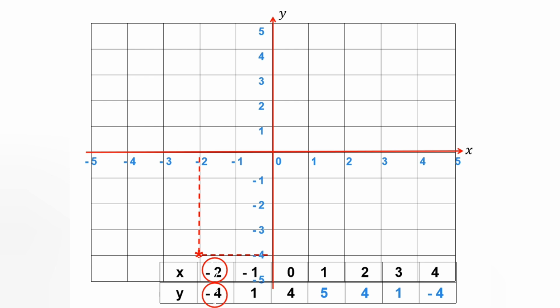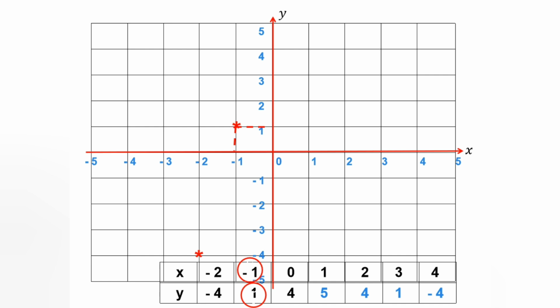Then we move on to the next one, which is x is -1, y is 1. And then we do the same. So we'll be repeating it like that. That is what we are doing.